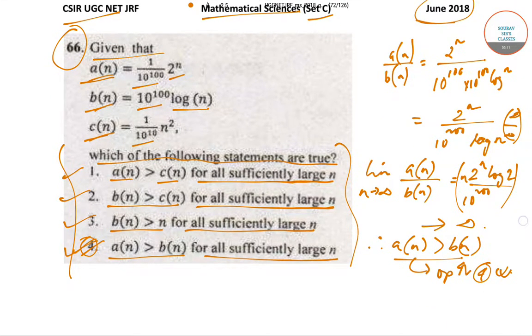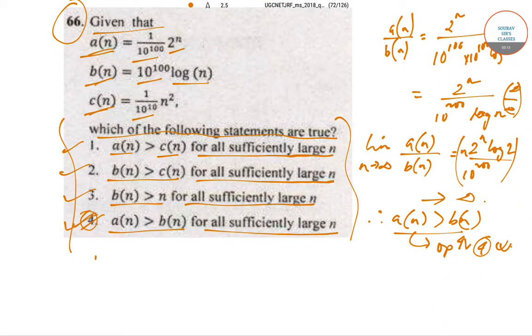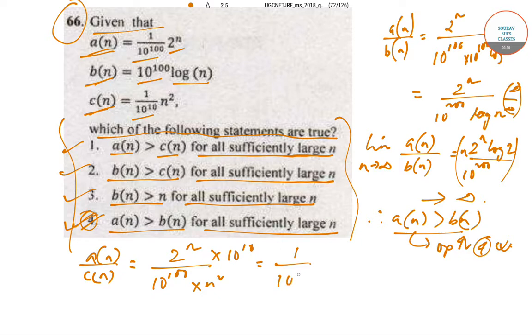Now let's shift to a_n by c_n. Now a_n by c_n is basically equal to 2 to the power n by 10 to the power 100 into n square, and 10 to the power 10 will go upwards. So this will be 10 to the power 90 into 2 to the power n by n square. So if we put n equal to infinity, this will be an infinity by infinity form.